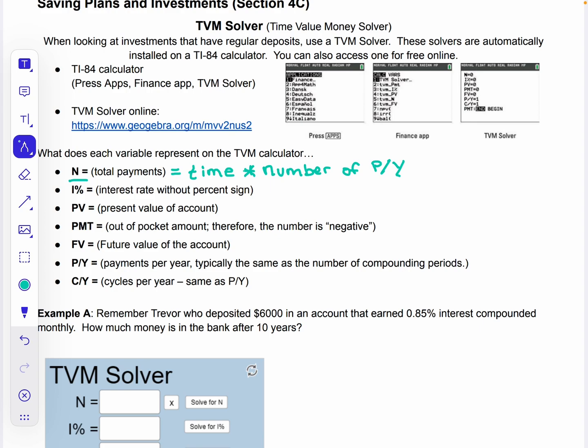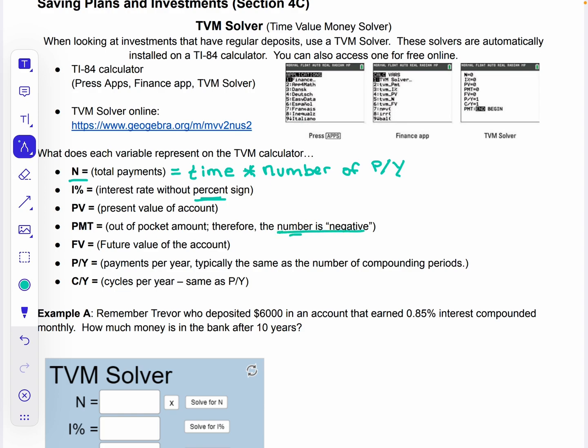Now, a new change here is that my interest rate this time is going to be in its percent form. So we do not, and I stress, do not turn our rate into a decimal. And then we have our present value, which is the amount we invest. When we look at regular deposits, this is going to be an amount of 0. When we have lump sum deposits, like we're going to start with, or our typical compound interest problems, then we have a present value.